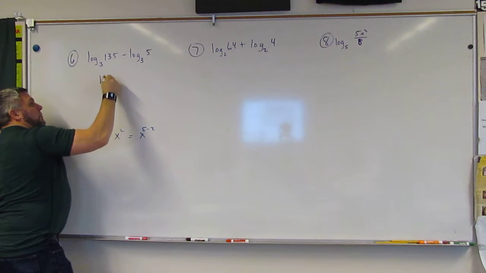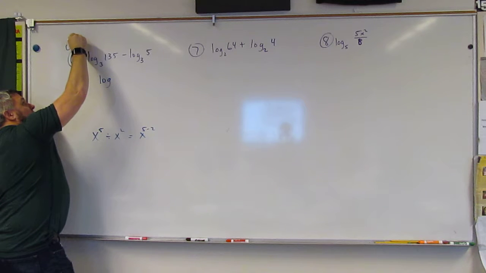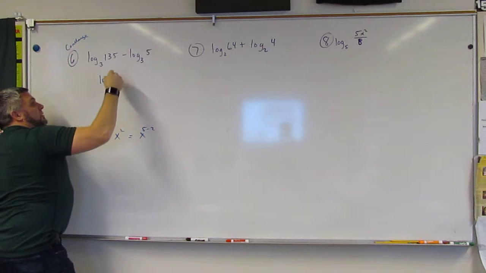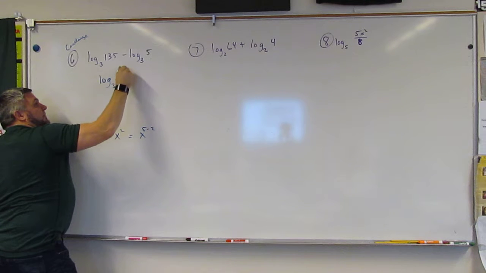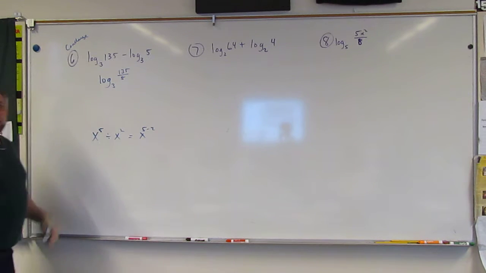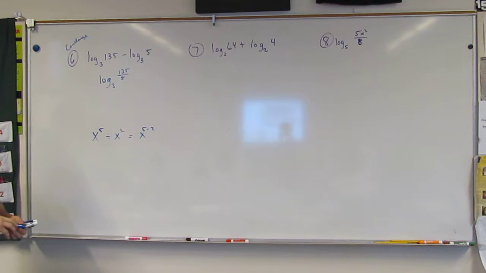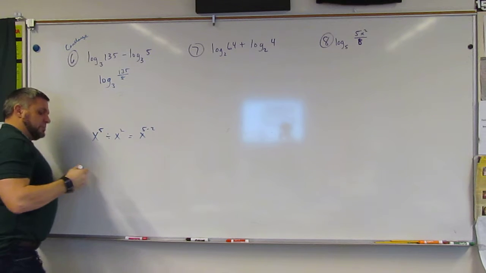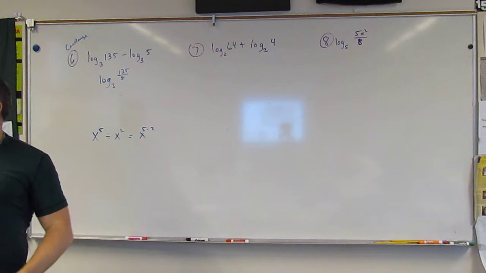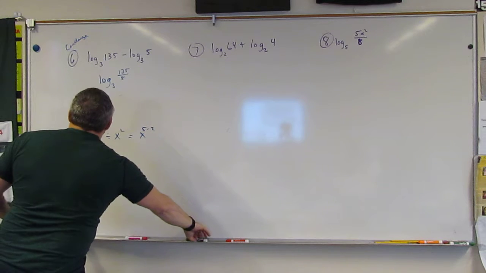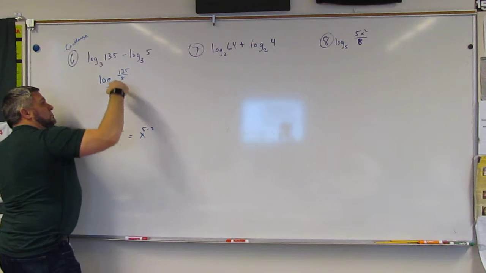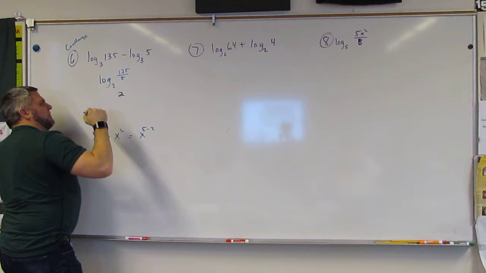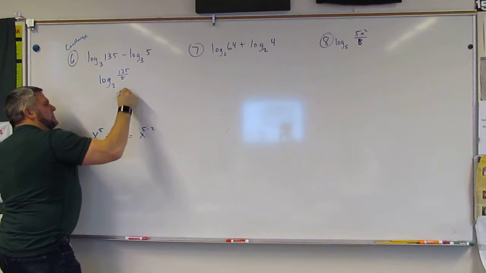So when we condense, okay, then we're going to make this 135 divided by 5. Okay? Now the next part is, well, what is 135 divided by 5? It's 27. Oh, 27. It should be. Yeah.